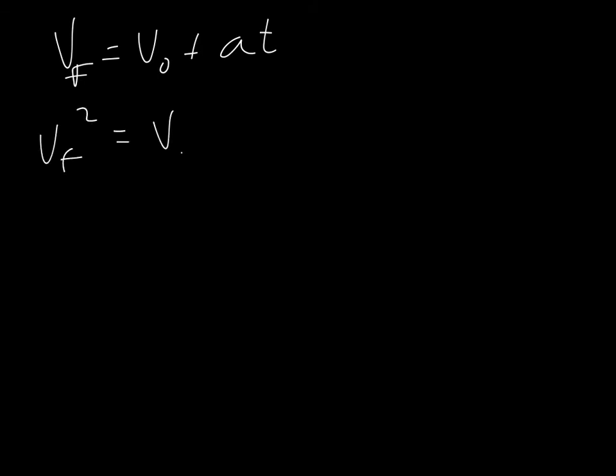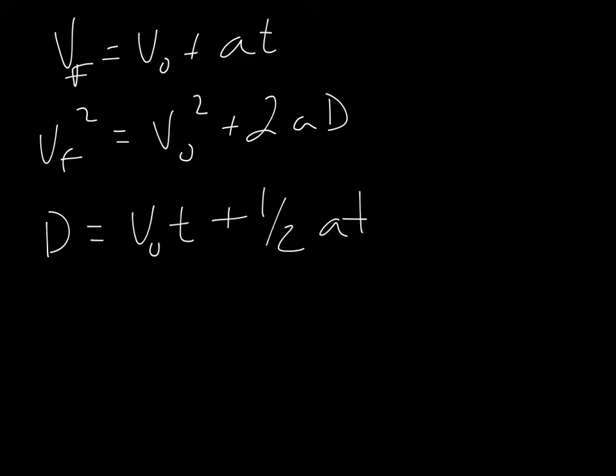Let's start off by looking at the kinematic equations. We have four of them. One of them says our final velocity equals our starting velocity plus acceleration times time. One of them says our final velocity squared equals our starting velocity squared plus 2 times acceleration times displacement. One of them says displacement equals our starting velocity times time plus 1/2 the acceleration times time squared. And one of them says our displacement is equal to the starting velocity plus the final velocity over 2 times time.